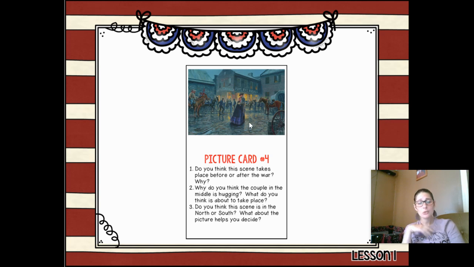So I'm going to assume that this takes place before the war, because prior knowledge tells me that the South was left in shambles after the war and these buildings are still standing. So I think this was before the war.